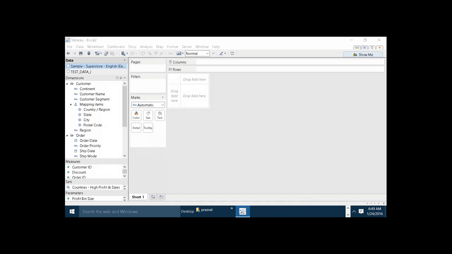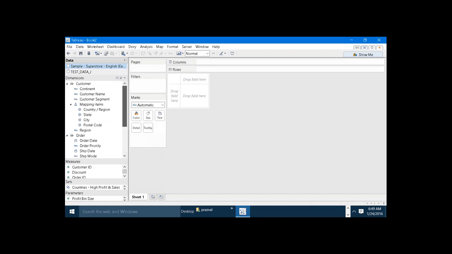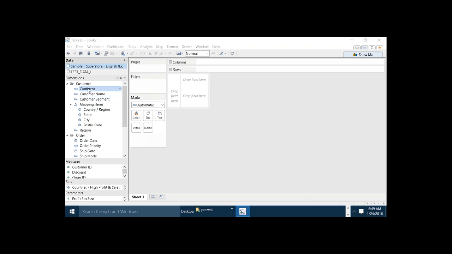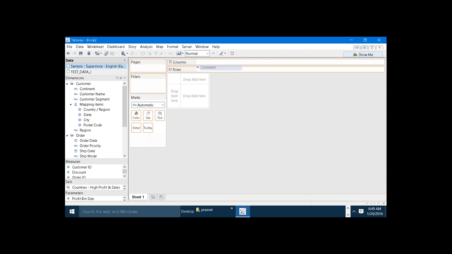Now let's try to identify the different types of dimensions we are having here. Here we are seeing one dimension known as continent. So continent is what type of dimension? We have seen a total of 9 different types, right? So continent comes under which type? If you want to see the data of the continent, you have to place these data fields into either columns or rows. So I am placing the continent into my rows, and here we are seeing the continent values. Here we are seeing a total of 6 continents.